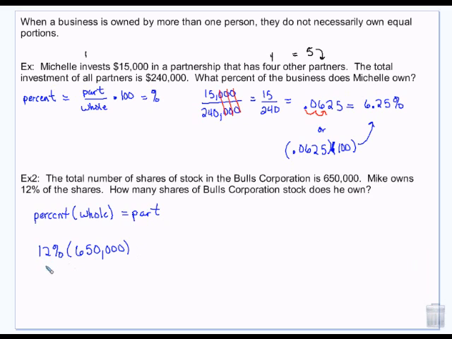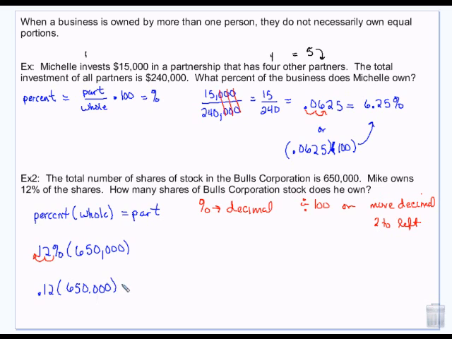But I can't multiply 12%. I have to turn that into a decimal first. I could divide by 100. So I can do percent to decimal. There's 2 ways. I can either divide by 100, or I can move the decimal place 2 to the left. So if I do that, I have 0.12 times 650,000. And that is going to be 78,000 shares.